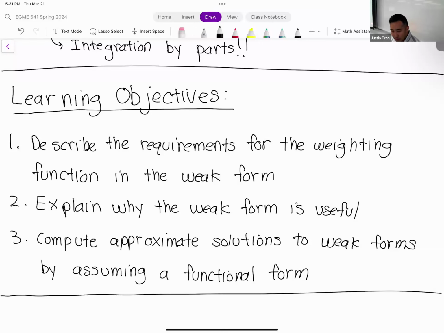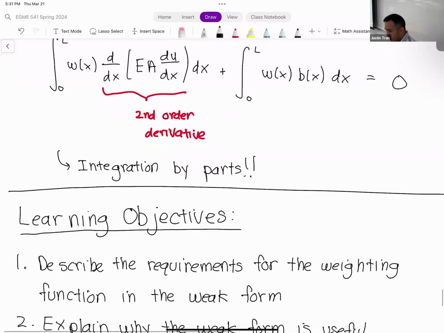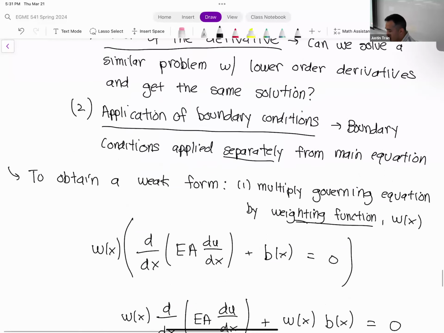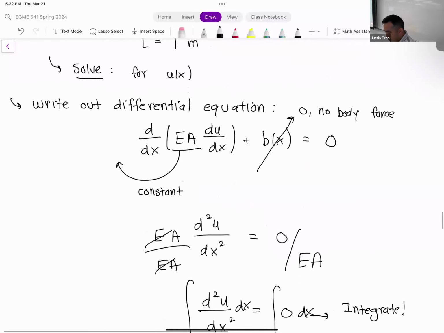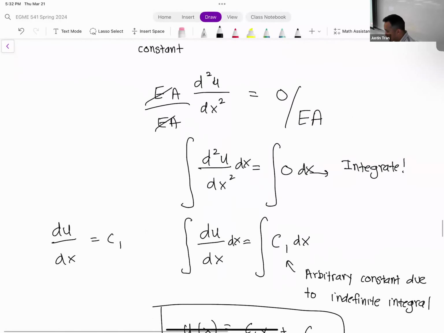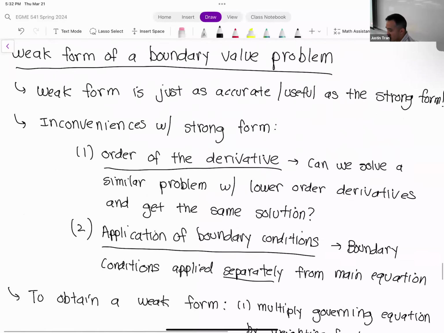Where we're going to start today is with the weak form of a boundary value problem. Last time, on Tuesday, we introduced the idea of a boundary value problem, which is nothing more than a differential equation applied to a certain geometry with boundary conditions. Those are the three components. We reviewed differential equations: if you have one that looks like this, we could solve for its solution and apply the boundary conditions.